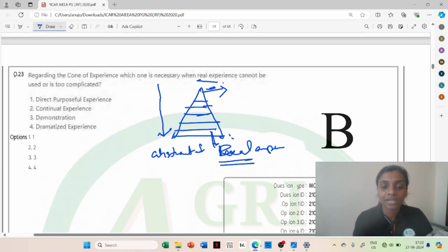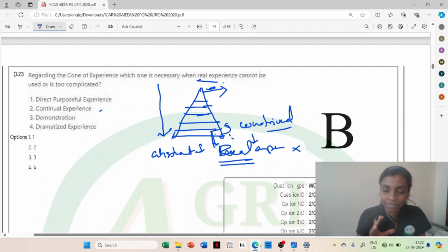Here they asked what to do if the real experience, the last step, is not possible or is too complicated. Then what is the next step? The second last step is contrived experience. Here it is given as continual experience, which means we are making a mock of the real experience, so that either a similar working condition or a similar situation in the surroundings can be given.